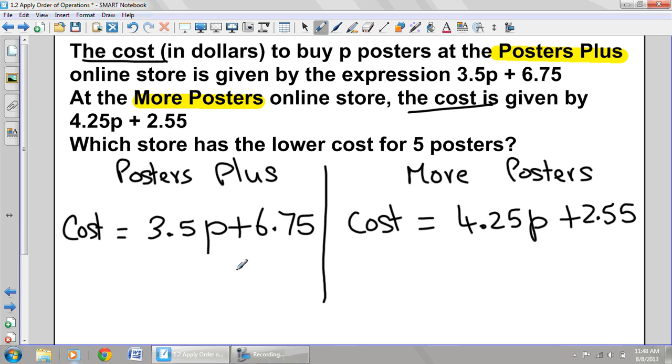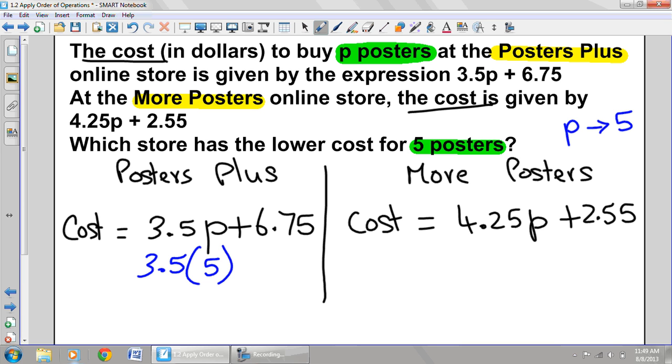Now, once I got the 2 expressions, I need to know what the p stands for. So I'm going to go back to the expression and I'm going to find out what p stands for. p stands for the posters. And now I'm reading the question. Which store has the lower cost for 5 posters? So if p represents the number of posters, p is now going to be 5. I'm going to go to my first option, 3.5, and I'm going to get 5 posters in this store. So I'm going to replace p by 5.